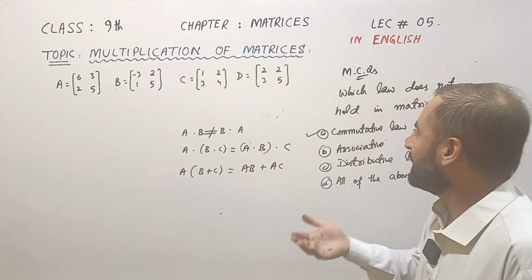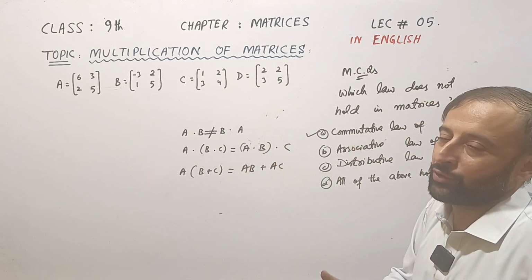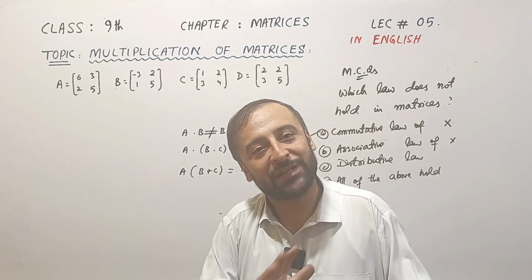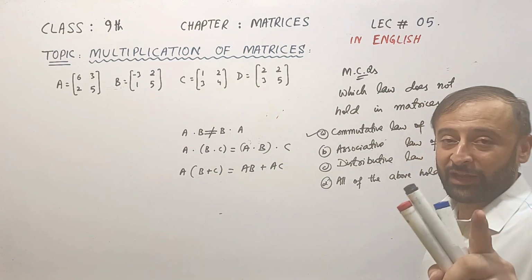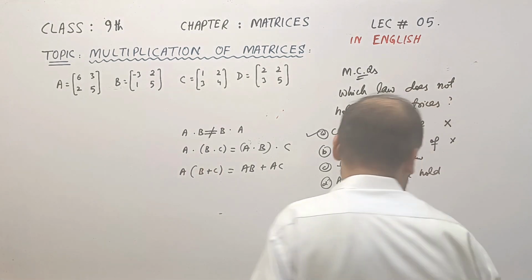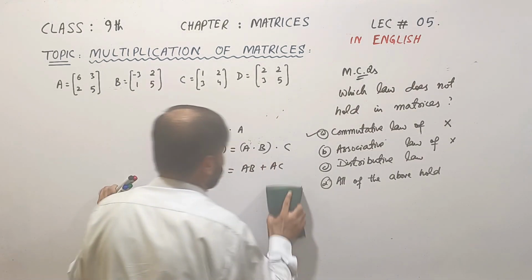So you can't say commutative law of multiplication. Sometimes it holds and sometimes it doesn't hold. A law is something which always holds. Even if it fails in 1% of cases, you say that this law doesn't hold. Commutative law of multiplication does not hold in matrices. You got me?